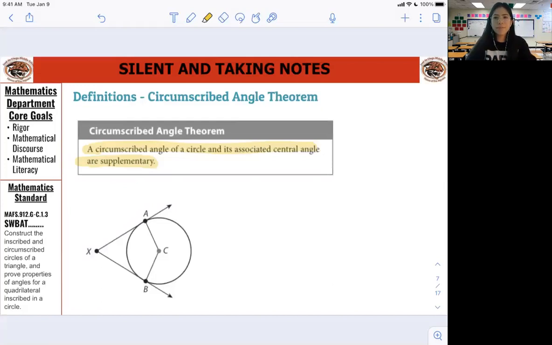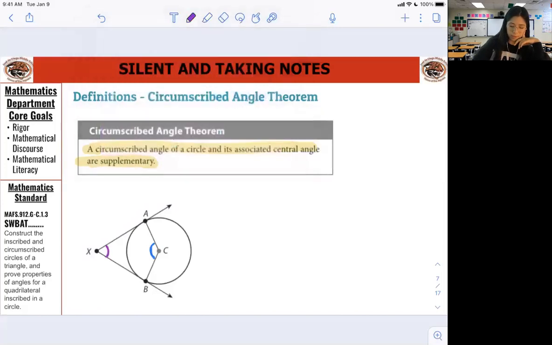A circumscribed angle of a circle and its associated central angle are supplementary. It's not that hard. Oh my goodness, that was too much, y'all. Okay, so the associated central angle would be the angle that kind of makes it into a kite. Think of what a kite looks like.